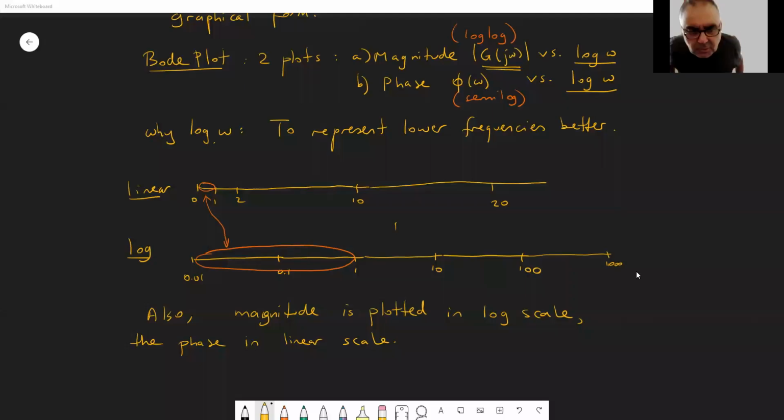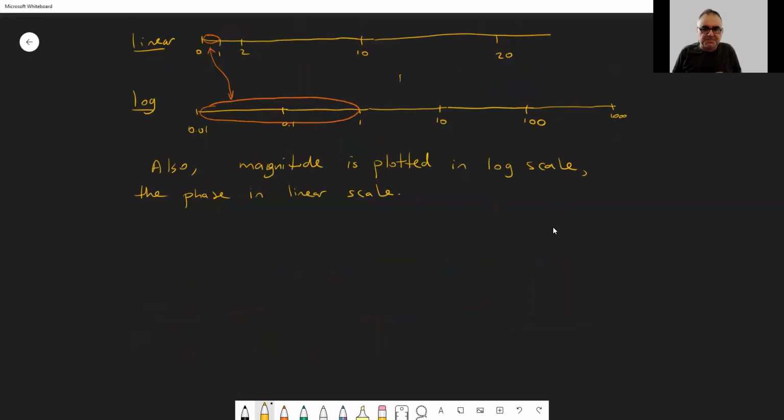So why do we plot the magnitude in the log scale? Well, think about it. A transfer function, let's take a transfer function, g of s, is made up of different components, like, let's say, s plus 1 divided by s plus 2 times s plus 3 or something. You might have different components like these. Now, each of these are actually a complex number, isn't it?